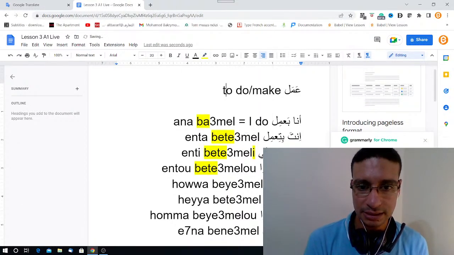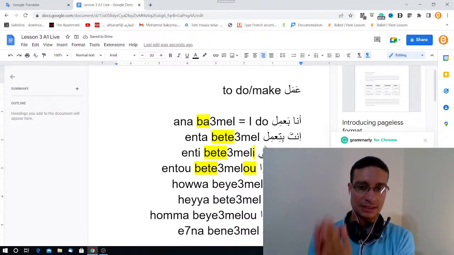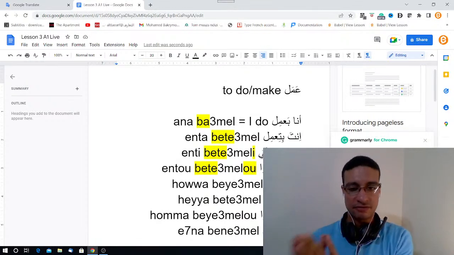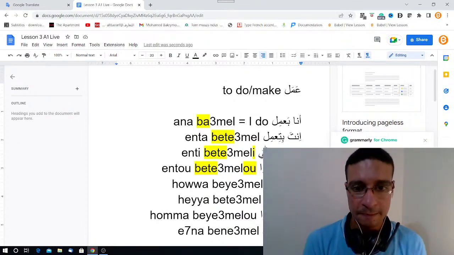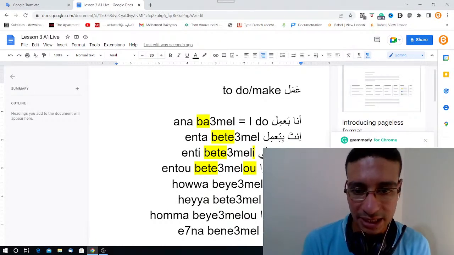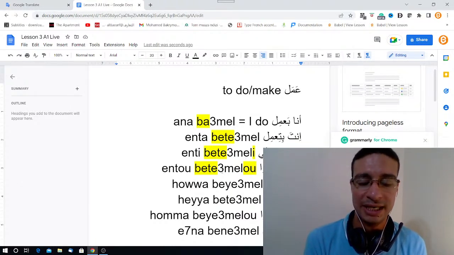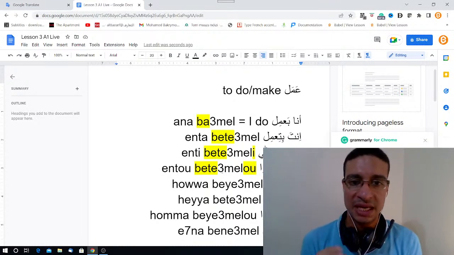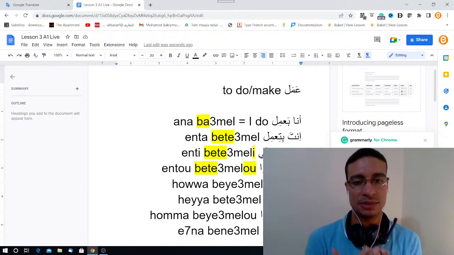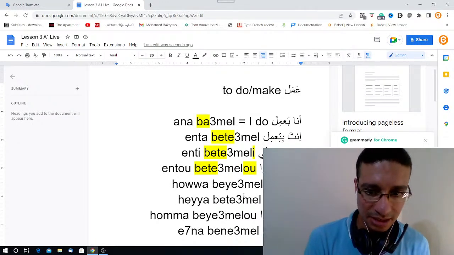So بتعملوا. We add bit for all the you, like enta, enti, entu: enta the masculine, and then enti the feminine, and then entu the plural, we start with بتعمل. So بتعمل, and then for the feminine we add e, so بتعملي, and the plural we add u at the end, so بتعملوا. أنا بعمل, أنت بتعمل, أنتي بتعملي, أنتوا بتعملوا.